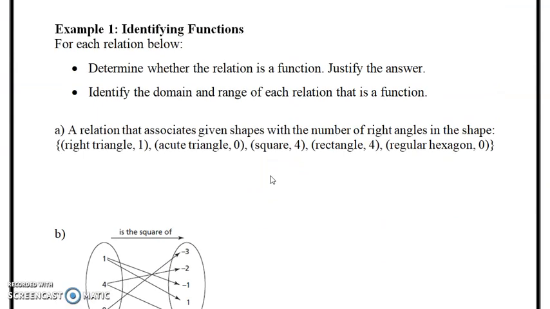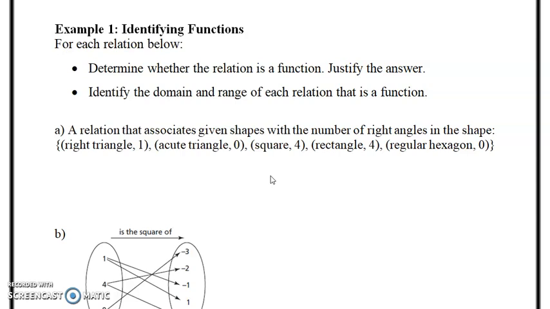First example says we're going to be identifying functions. For each relation below, determine whether the relation is a function. Justify the answer. Identify the domain and range of each relation that is a function. Okay? The first one says a relation that associates given shapes with the number of right angles in the shape.